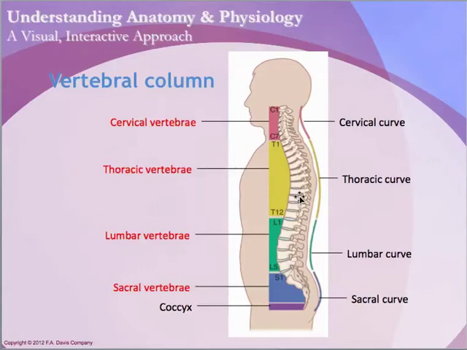The 5 main sections: we have the cervical vertebrae here, which is 7 vertebrae, then 12 thoracic vertebrae, and 5 lumbar vertebrae. Then we have the sacrum here, the sacral vertebrae. It's 5 fused vertebrae, and then the coccyx is 4 fused vertebrae.